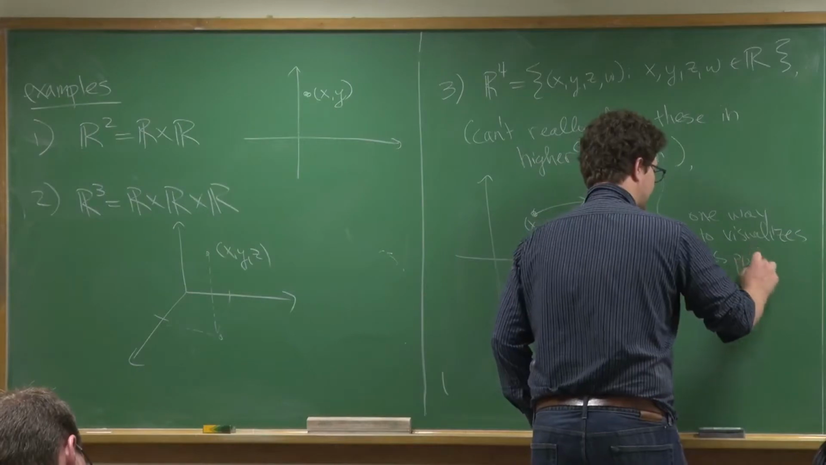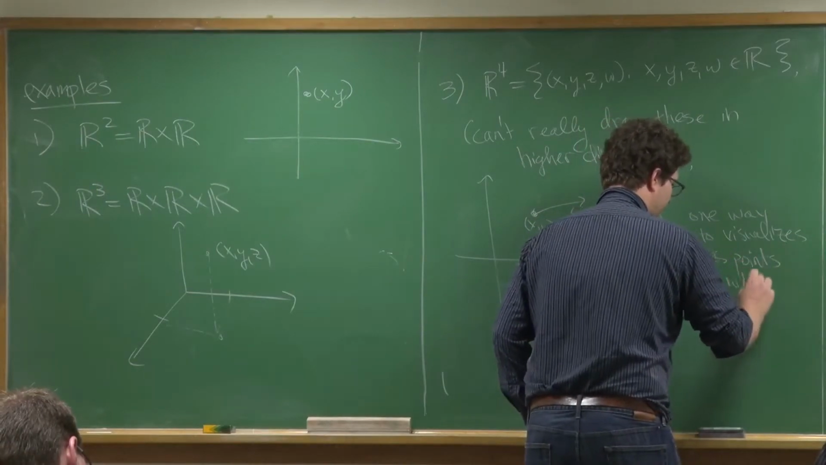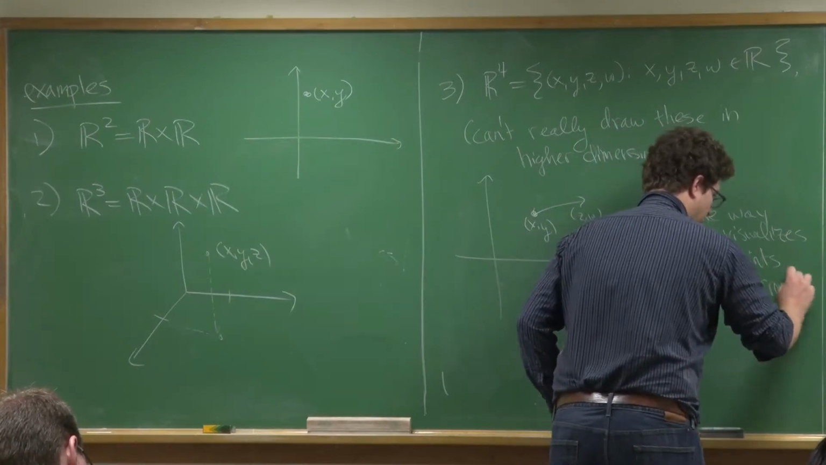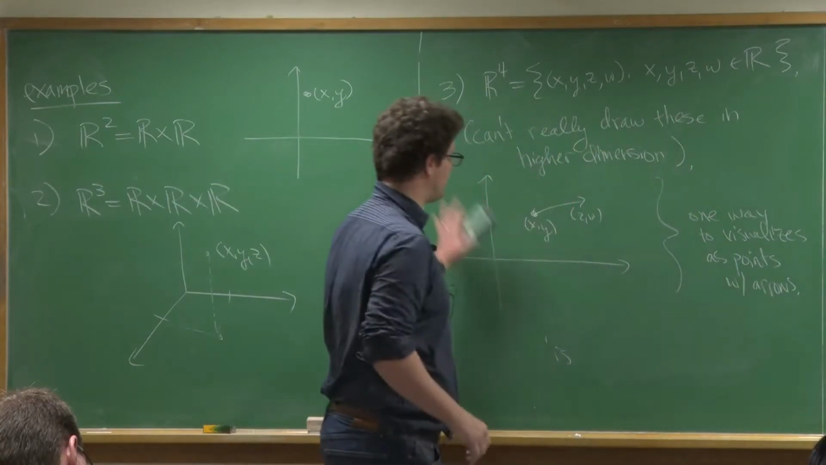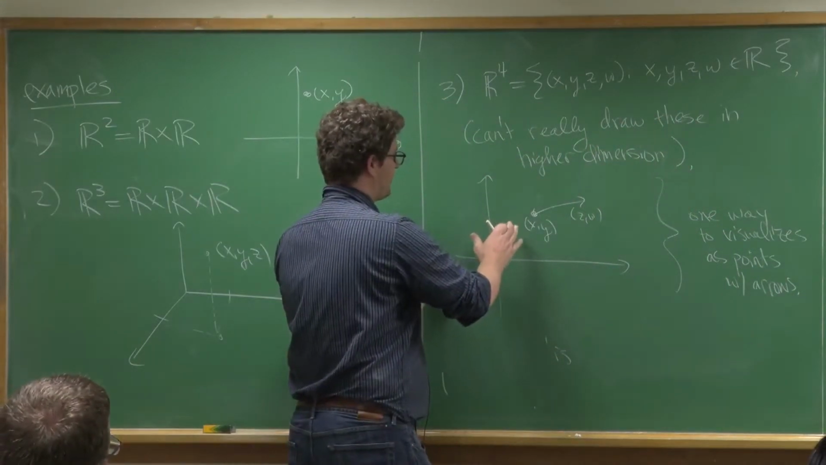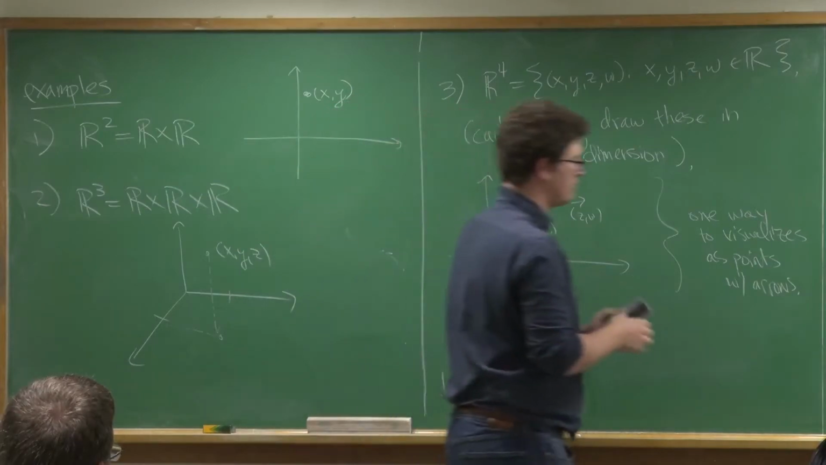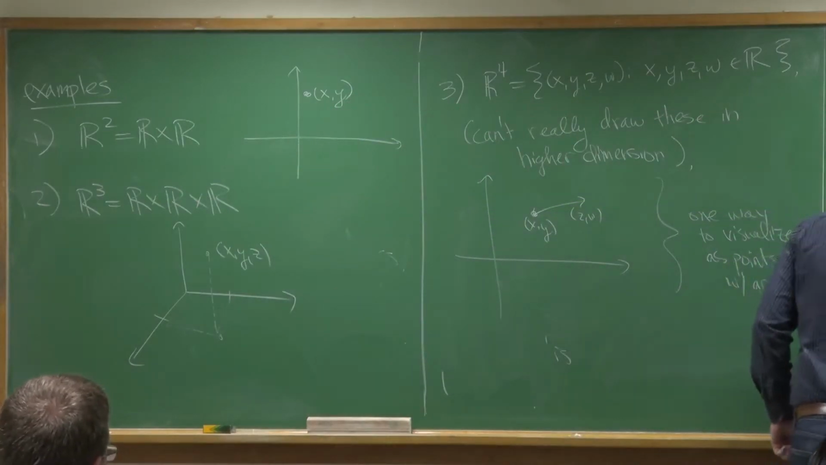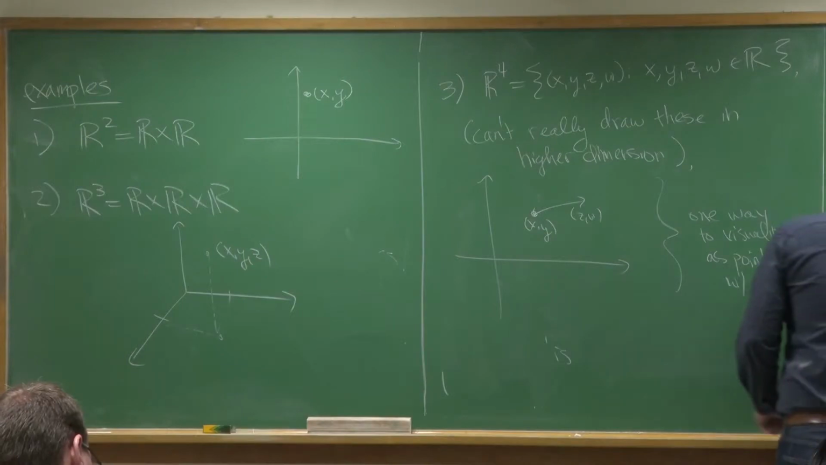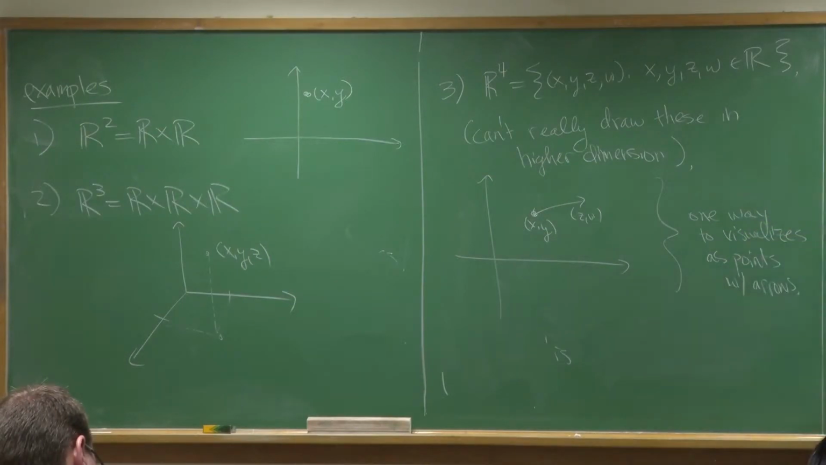There's points with arrows. So it's the collection of all points and arrows. So x, y, z, w would be the whole thing. But you can't really draw them in general. But you can make cartoon pictures, which is helpful sometimes.